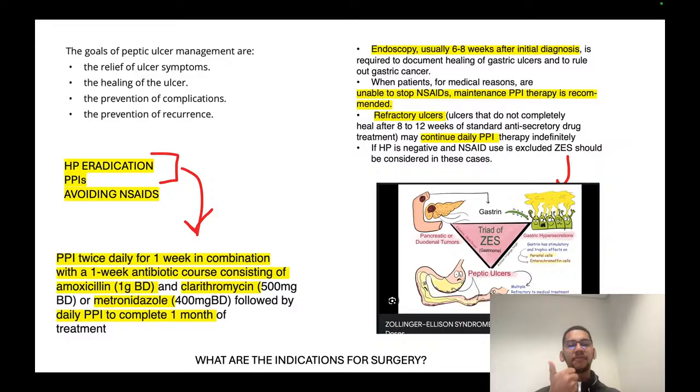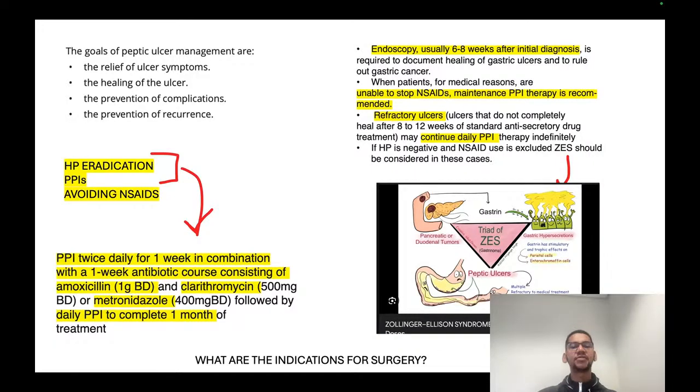Now, if the patient doesn't have H. pylori infection, it's negative. Okay, the urease and the stool antigen test came back negative. Biopsy is negative. Patient is not using NSAIDs. We can exclude those causes, and Zollinger-Ellison syndrome should be considered. It's a triad of pancreatic adrenal tumors, gastric hypersecretion, as well as peptic ulcers.